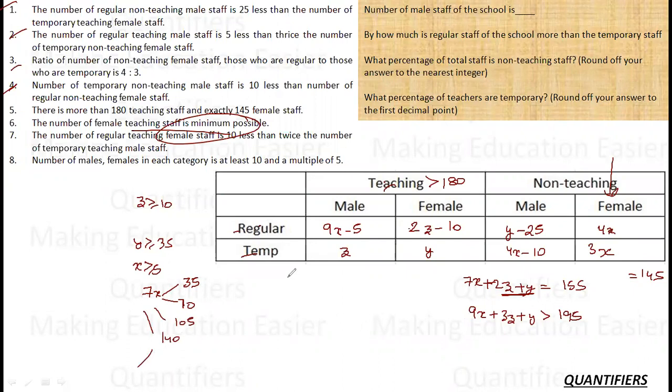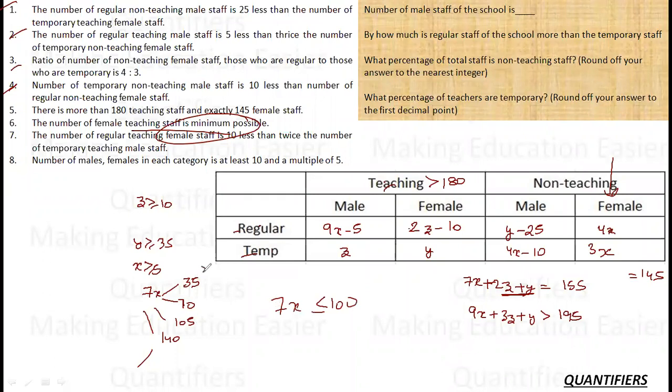But I cannot directly apply it here. Why? Because when I am writing 7x plus 2z plus y as 155, I know some minimum constraints: y is greater than or equal to 35, so this value is at least 35. Similarly, z is greater than or equal to 10, so this value is at least 20. So this total is at least 55, and this side is 155 minus 55, at most 100. Because 55 is the minimum, it can be more than 55. So if keeping 55 gives 100, keeping more than 55 will give less. Which means 7x has to be less than or equal to 100.